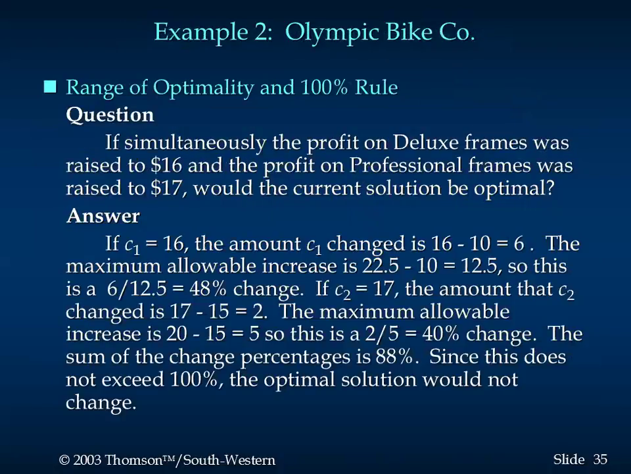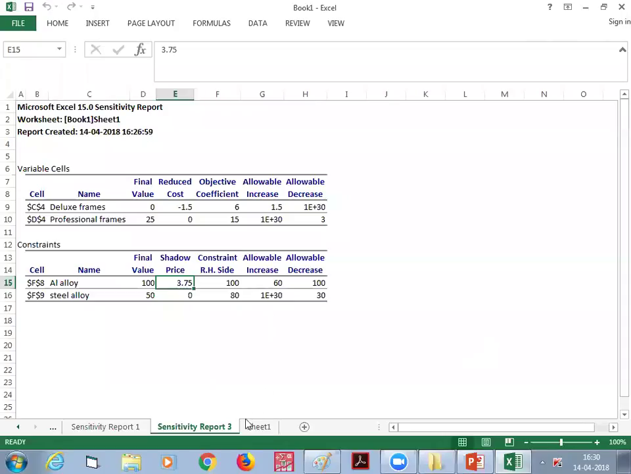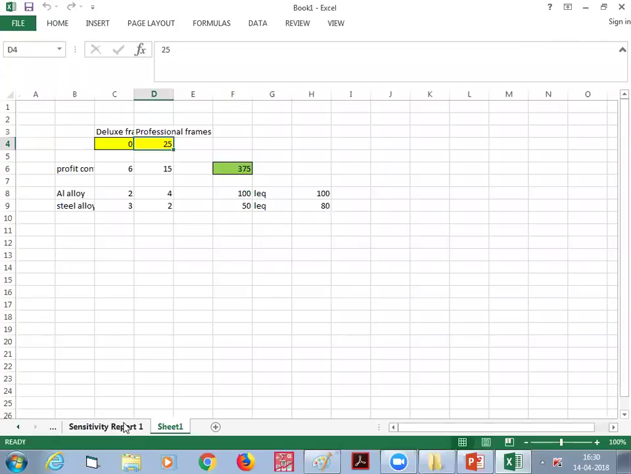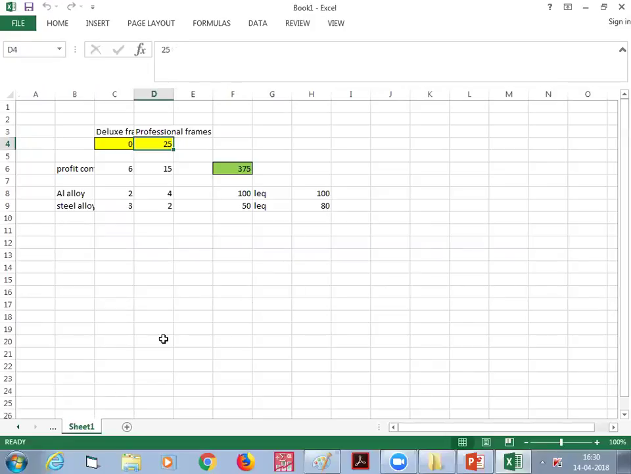For example, if simultaneously the profit on deluxe frames is raised to 16 and the profit on professional frames is raised to 17, will the current solution be optimal? All right, so let's go here and see. This is our sensitivity report. Let's do it again. We had 10 and 15, right? So let's solve the problem again.